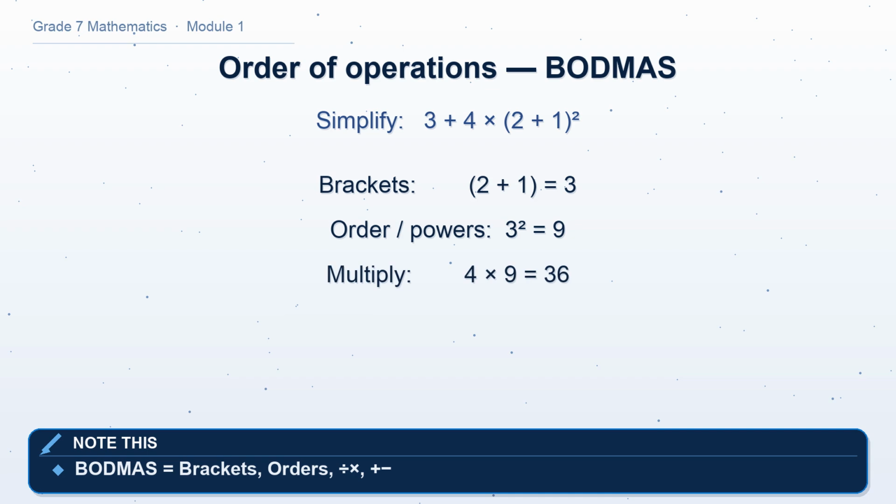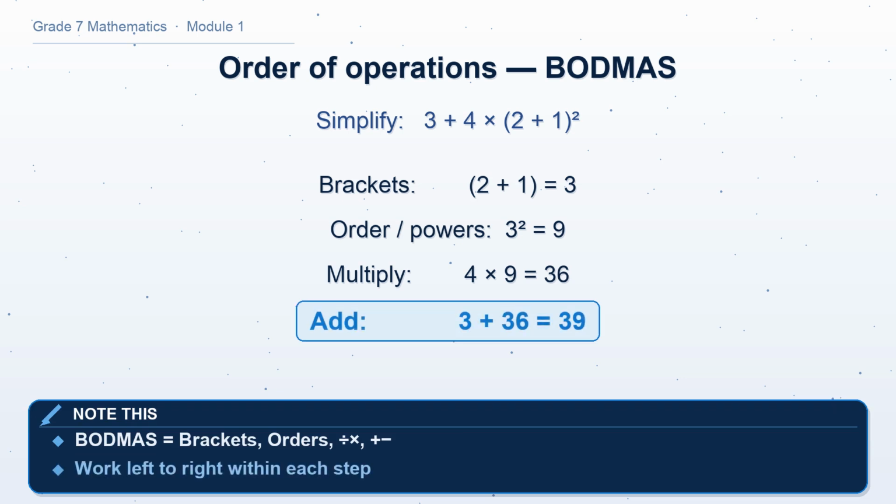Brackets first, 2 plus 1 is 3. Then the power, 3 squared is 9. Multiply, 4 times 9 is 36. And add, 3 plus 36 is 39.